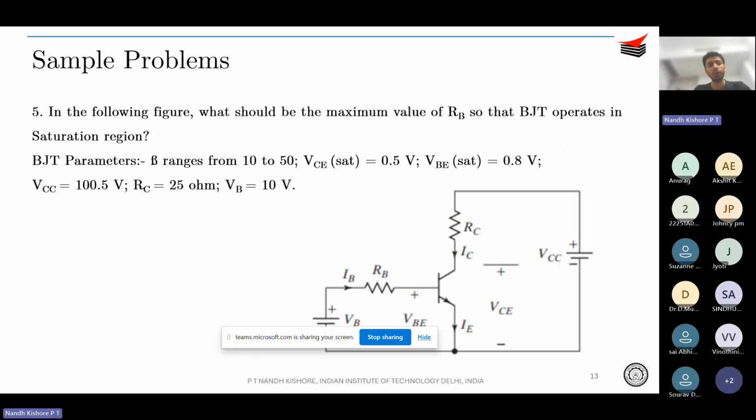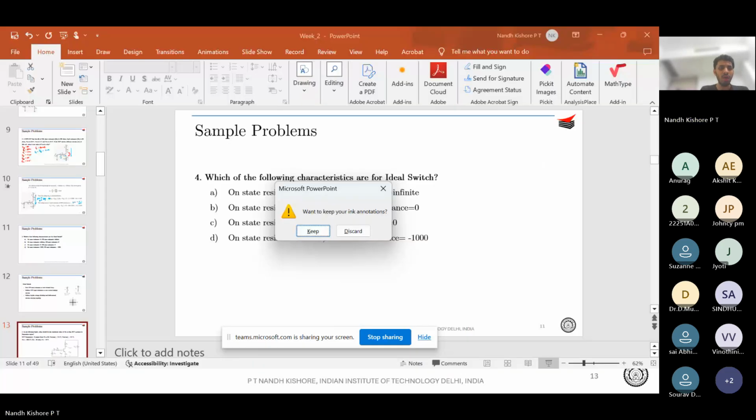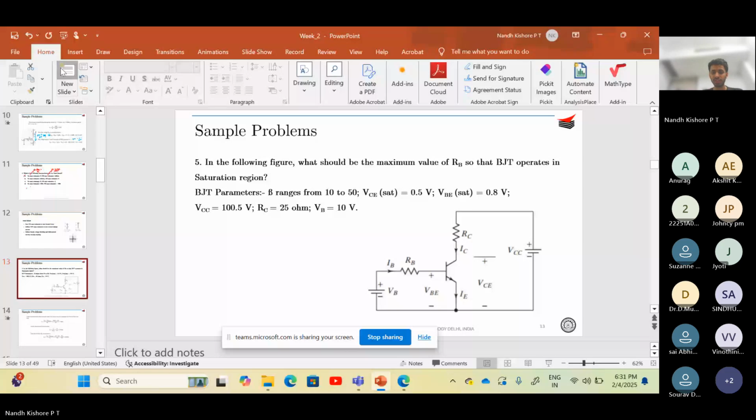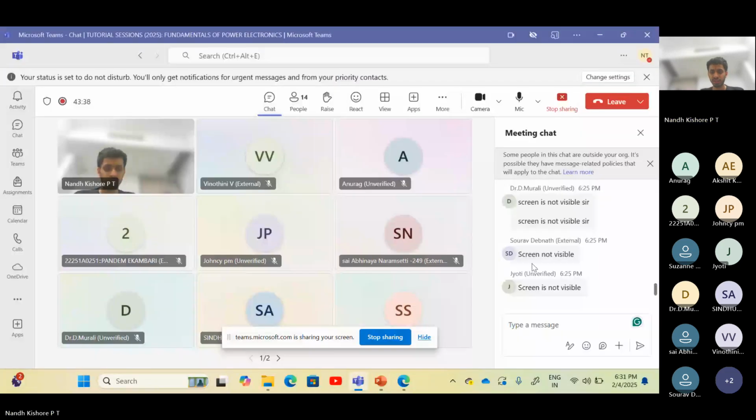Right. So in the following figure, what should be the maximum value of RB so that the BJT operates in the saturation region? The BJT parameters are given: beta ranges from 10 to 50, VCE sat is given, VBE sat is given, then VCC is given, RC is given, and VB is also given. So just try to solve this particular problem. Any doubt so far?